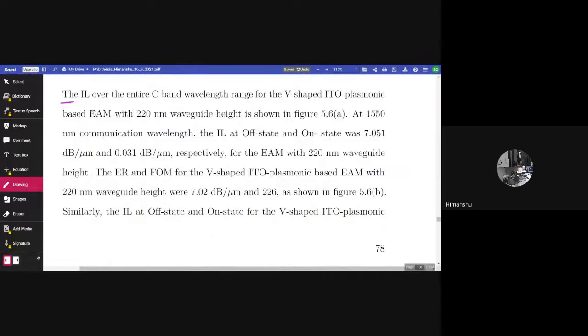The insertion loss IL over the entire C-band wavelength range for the V-shaped ITO plasmonic based EAM with 220 nanometer waveguide height is shown in figure 5.6a. At 1550 nanometer communication wavelength, the IL at off-state and on-state was 7.051 dB per micrometer and 0.031 dB per micrometer respectively for the EAM with 220 nanometer waveguide height. The ER and FOM of the V-shaped ITO plasmonic based EAM with 220 nanometer waveguide height were 7.02 dB per micrometer and 226, as shown in figure 5.6b.